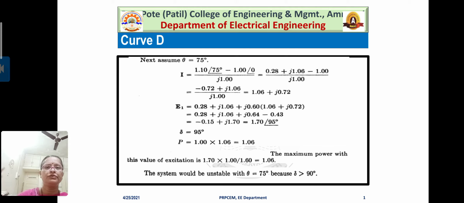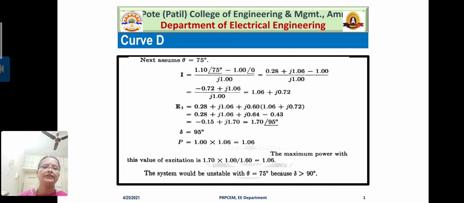Previously it was, suppose, 0.55 for curve A, then curve B we discussed was 0.88, then curve C was 0.96. I am talking about P max. By increasing excitation we are obtaining higher P max. By this time, for curve D, it is 1.06.